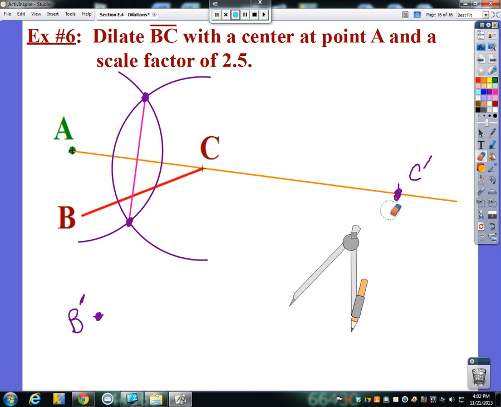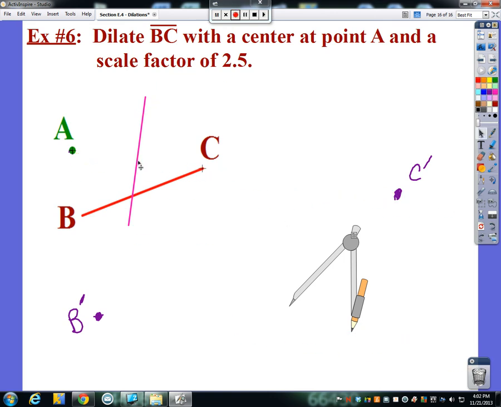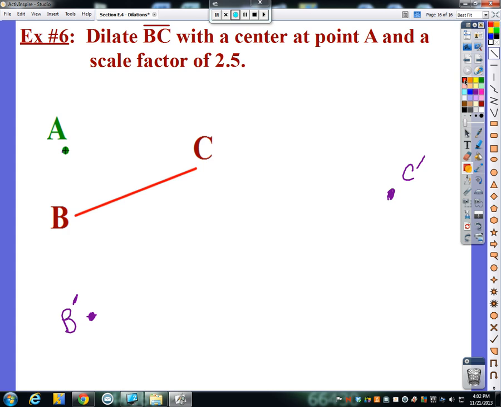And so now we can erase all of our other stuff. We don't need this anymore. We don't need that arc anymore. We can get rid of this ray, and we can get rid of our perpendicular bisector, and we are pretty much good. We can throw away our compass now, and we can connect together B prime, C prime, and you'll notice B prime, C prime should be parallel to BC, but it also should be 2.5 times the distance.